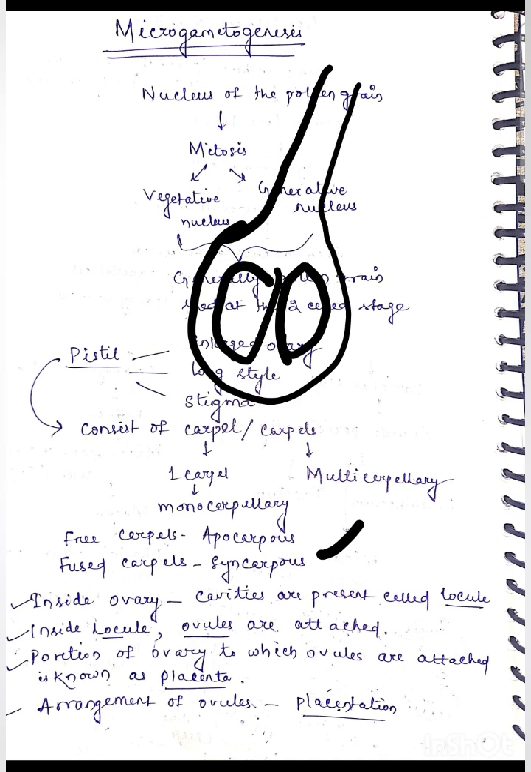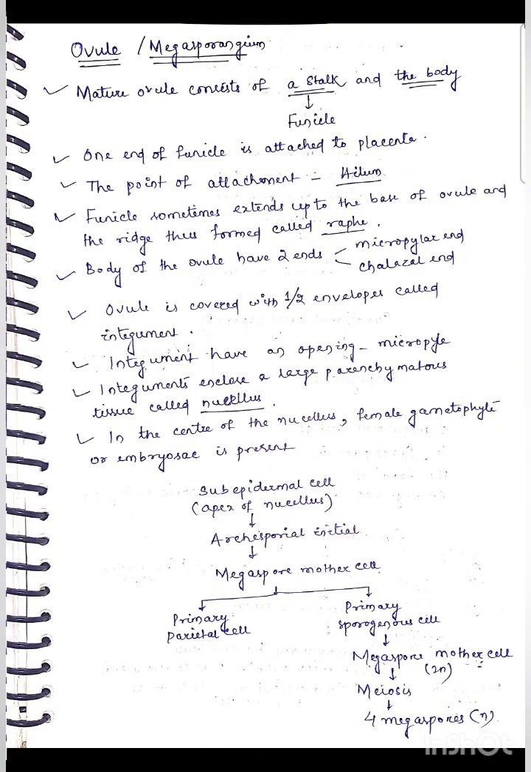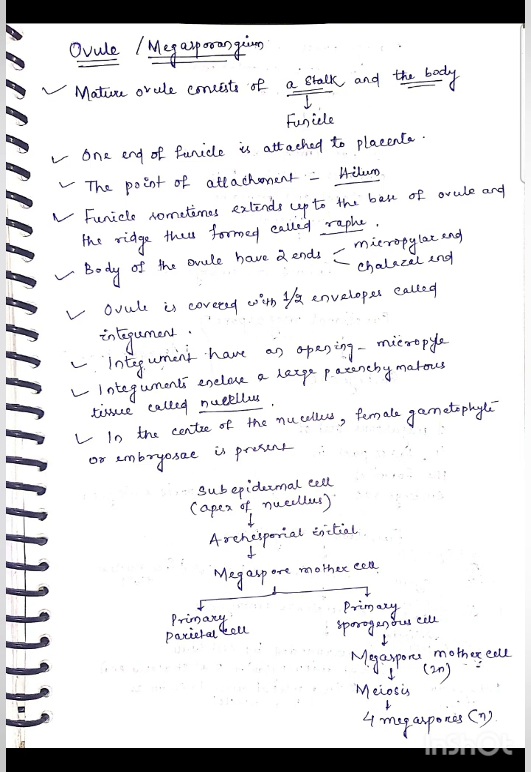Suppose this ovary has 2 locules. Inside those locules ovules are present. The portion of the ovary to which ovules are attached is called the placenta, and that arrangement of ovules inside the ovary is called placentation. Then the mature ovule consists of a stalk and a body. One end of the funicle is attached to the placenta. The point of attachment is called hilum. The funicle extends up to the base of the ovule and a ridge is thus formed, called raphe.